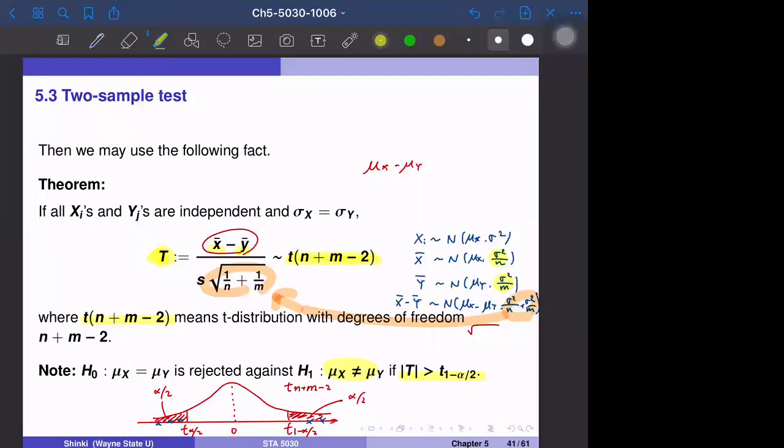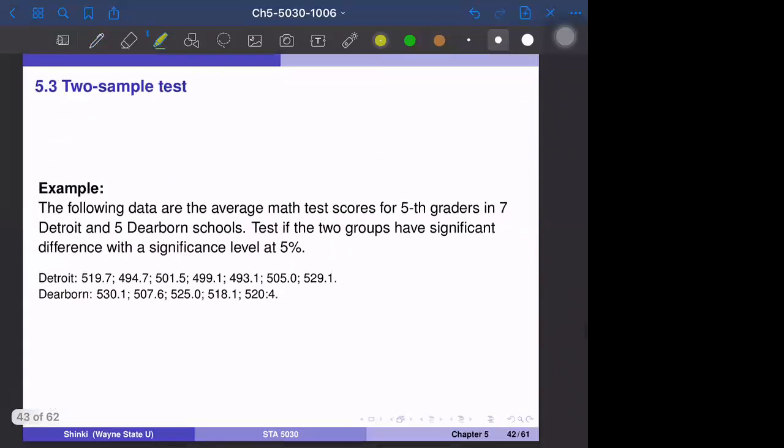So, an example. This is real data from the Department of Education website in Michigan. The following data are the average math test scores for 5th graders in 7 Detroit schools and 5 Dearborn schools. Test if the 2 groups have a significant difference at the 5% significance level.